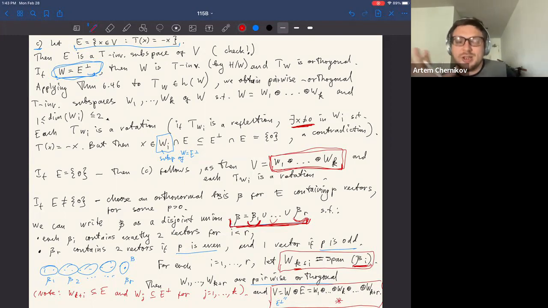So we decompose the whole space into a direct sum of pairwise orthogonal subspaces. And we know that the restriction of T to each of the W's among the first K ones is a rotation. So now we have to show that at most one restriction of T among the remaining ones is a reflection. I'm going to do this on the next page after a second. Let me know if there are any questions at this point.